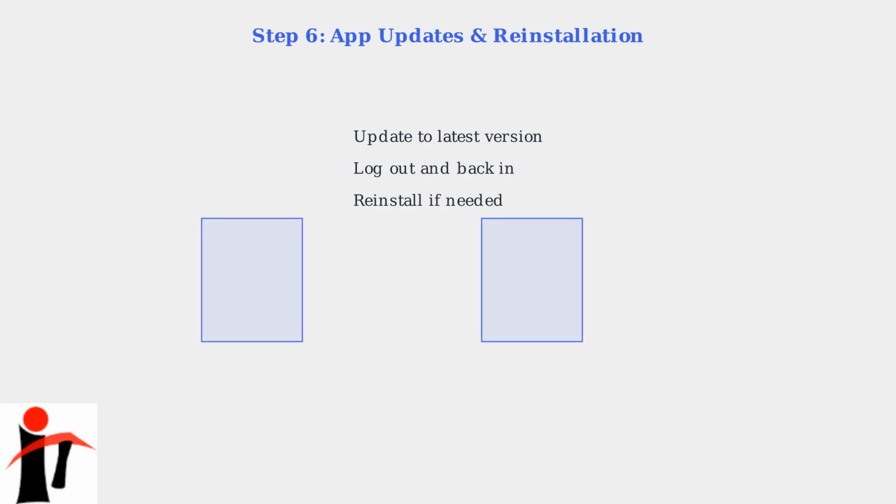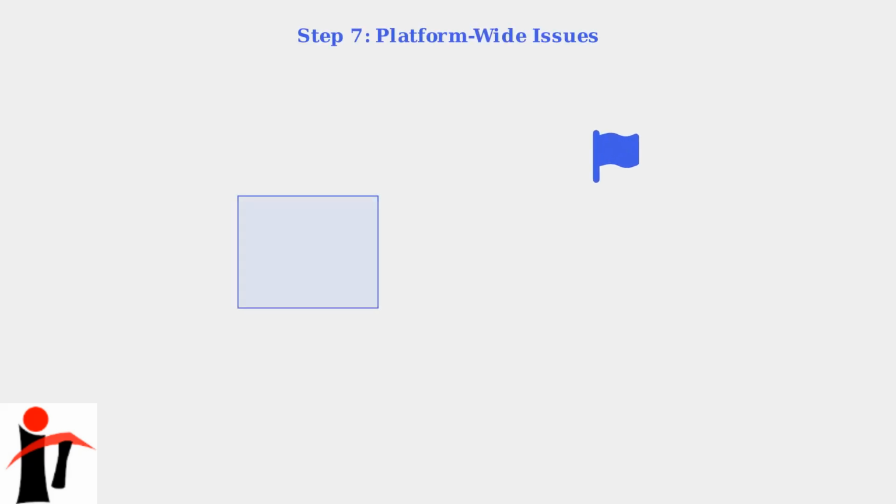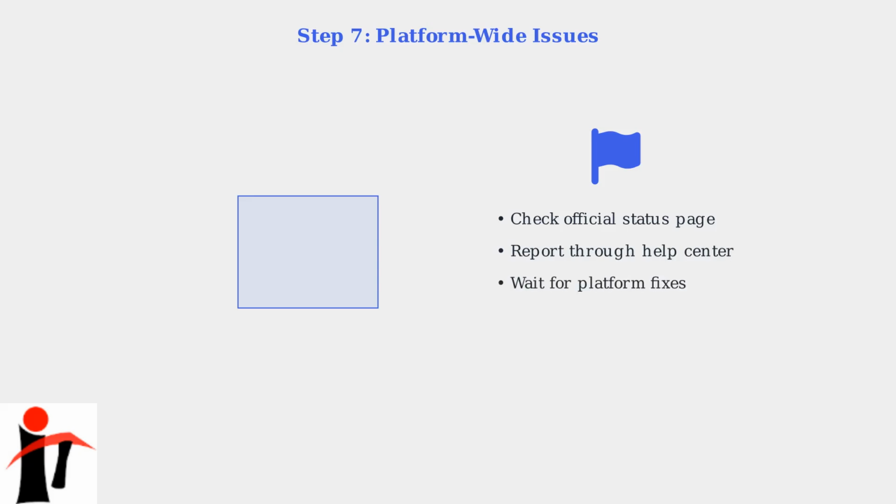If problems persist, try logging out and back in, or completely reinstall the app. This resolves most software-related issues. If it's a platform-wide issue, check Threads' official status page or report the problem through their help center. Sometimes the issue isn't on your end, but affects multiple users.